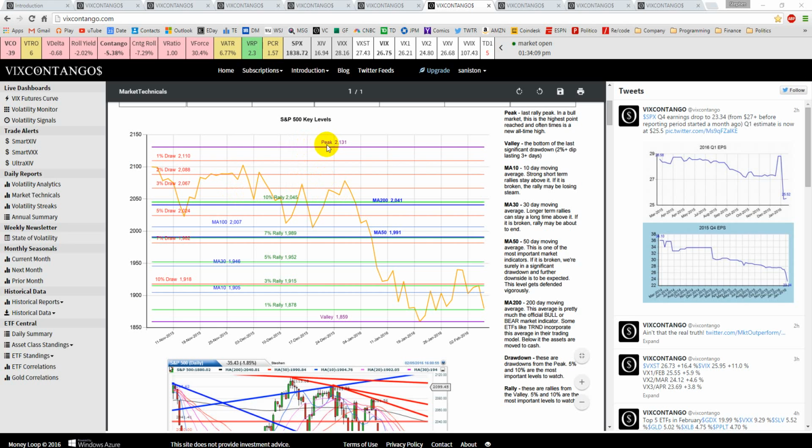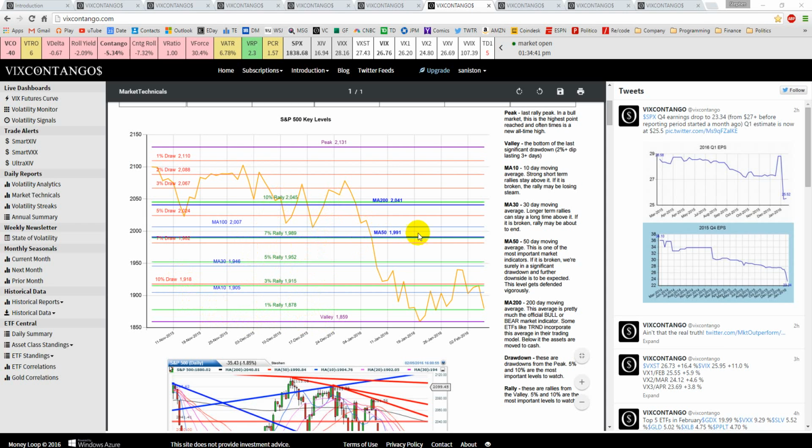The next chart showcases key levels for the S&P 500, key technical levels. Here we show the all-time peak, and at the bottom is the latest major valley that we have encountered. The yellow line is the SPX itself. We showcase the 1% drawdown from the all-time high, the 2%, 3%, 5%, 7%, and 10% drawdown. Those are in red. In green, you get to see rally points from the valley. So 1% rally, 3%, 5%, 7%, and 10% rally. That's usually where things would top out.